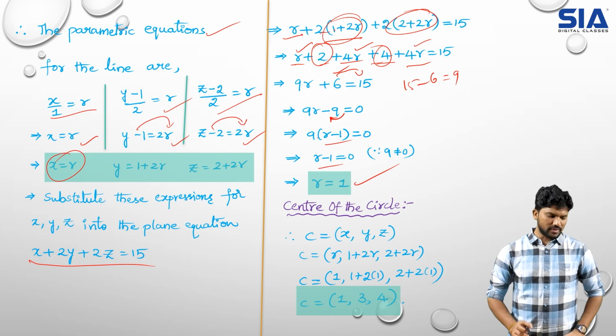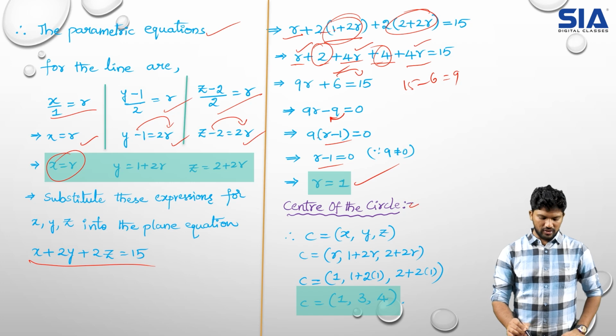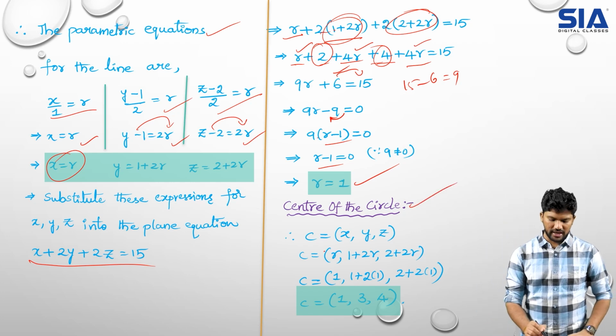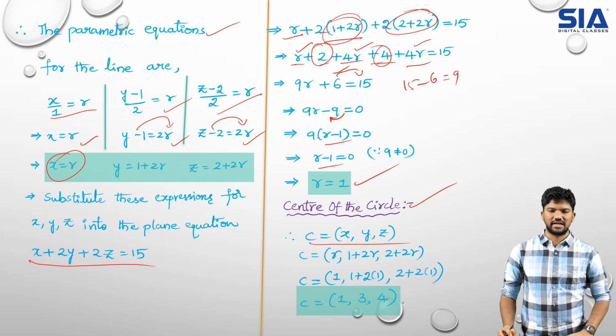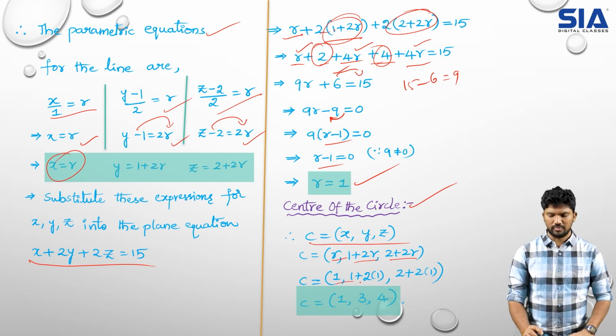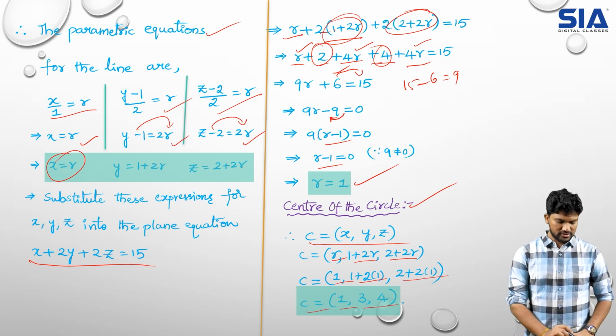Now, what is the small r? That small r is the radius of the circle. Now, the center of the circle. The center of the circle is nothing but, we can write c is equal to x, y, z. So c is equal to small r, 1 plus 2r, 2 plus 2r. So therefore, c is equal to 1, comma 1 plus 2 into 1, comma 2 plus 2 into 1. So therefore, c is equal to 1, 3, 4. Okay, so this is the center of the given circle.